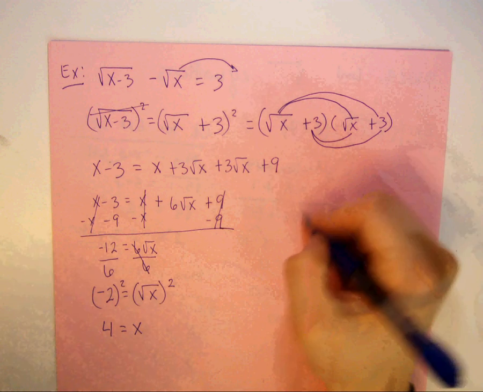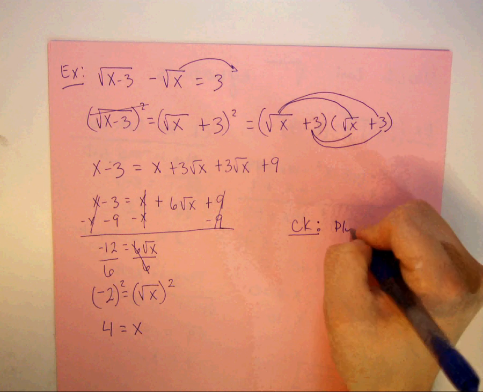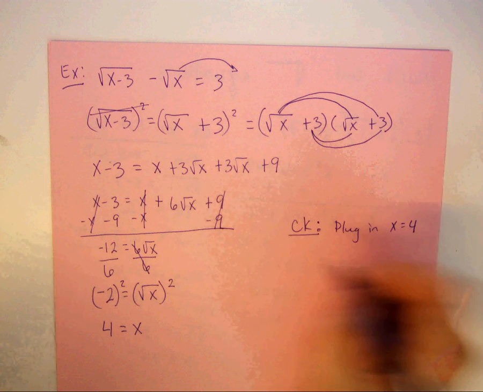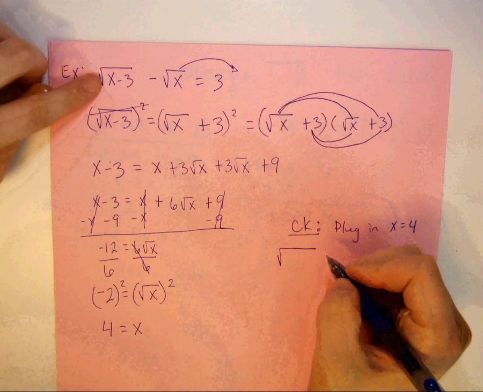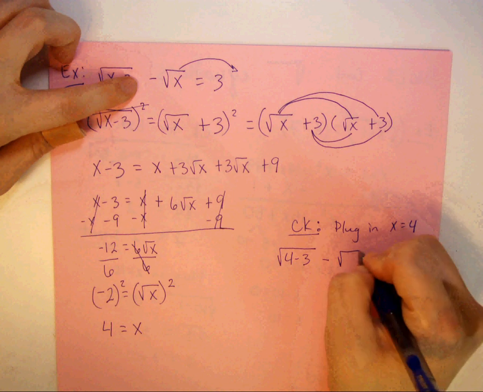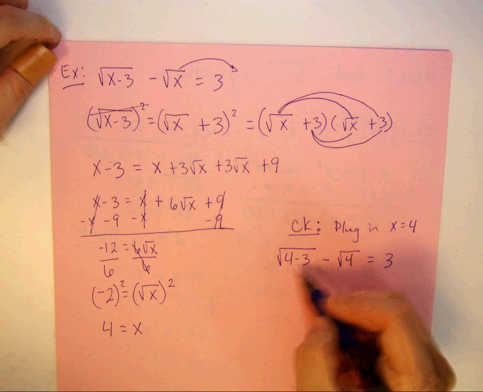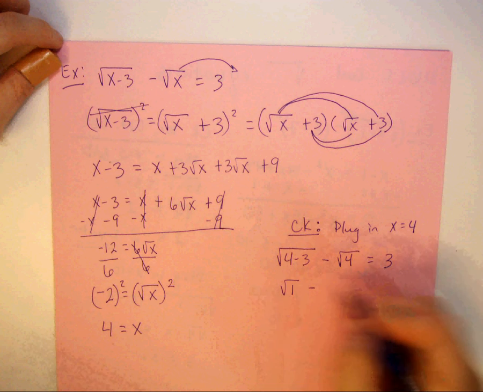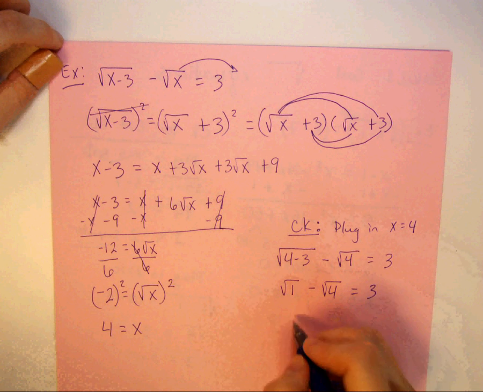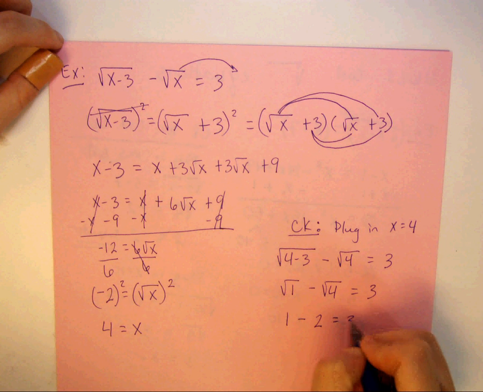And so again, I want to check, is it really 4? Is that really a solution? So we're going to plug in x equals 4 to my original equation. Make sure it's not an imposter. So square root of 4 minus 3 minus the square root of 4 equals 3. And so we get the square root of 1 minus the square root of 4 equals 3. The square root of 1 is just 1, minus the square root of 4 is 2, equals 3.